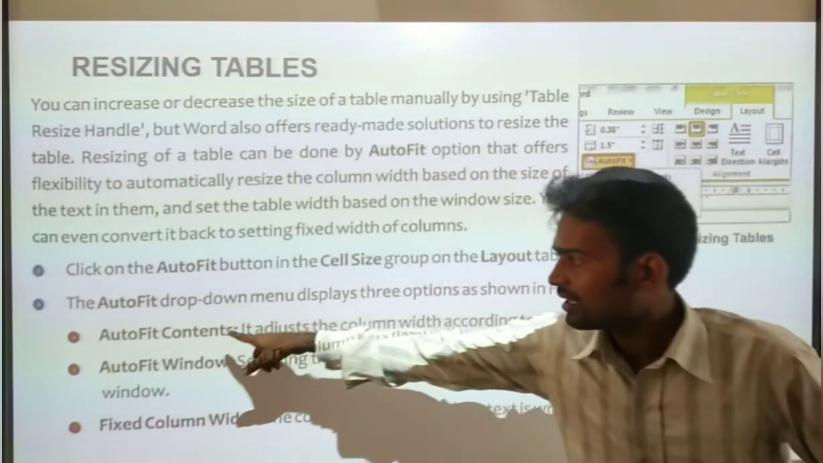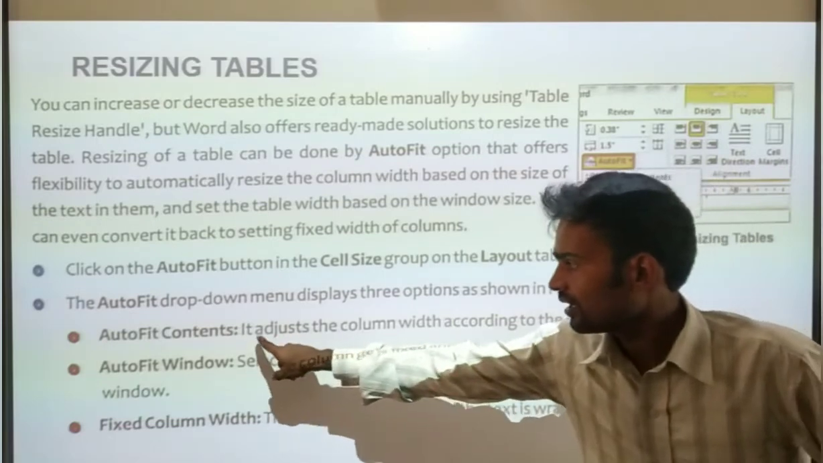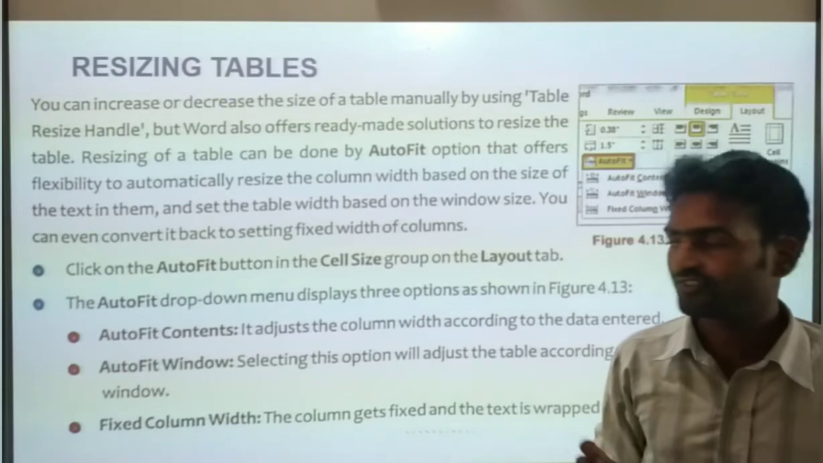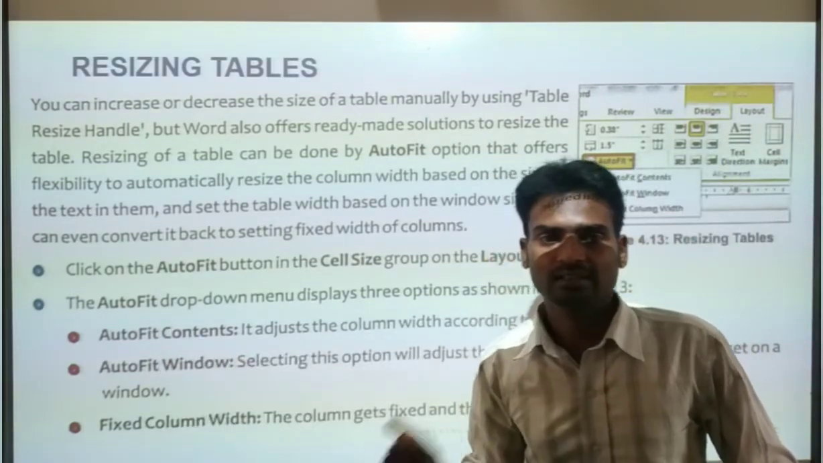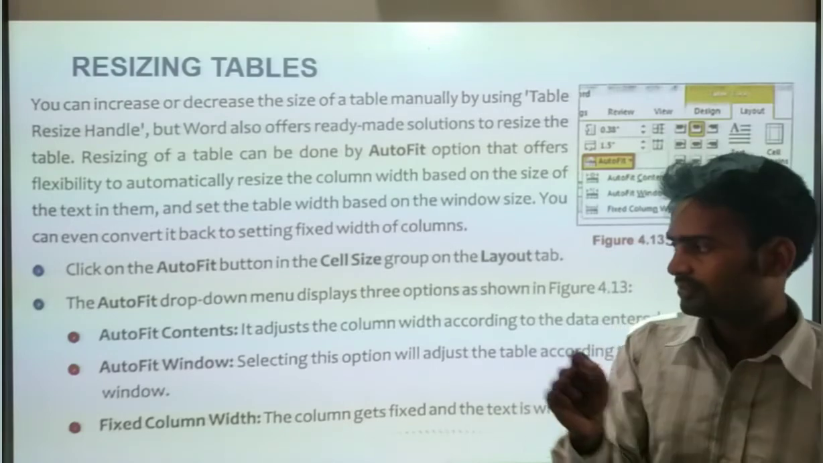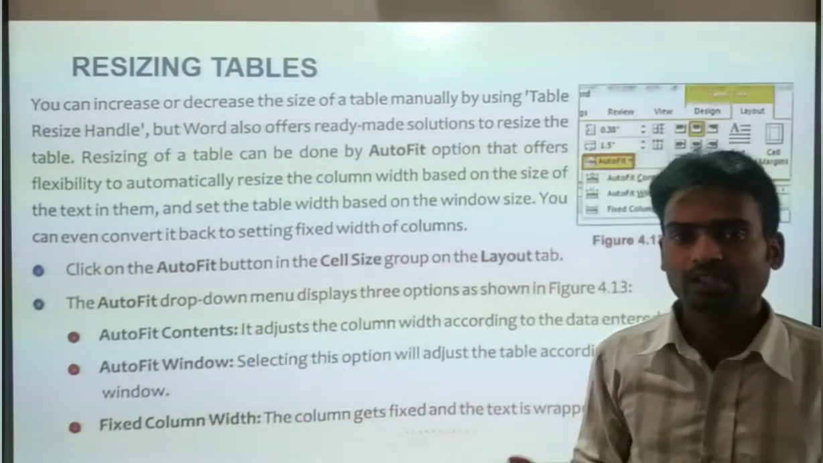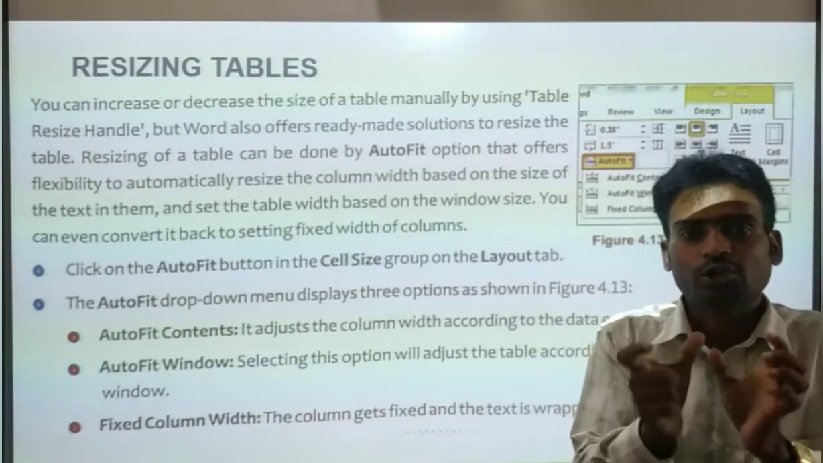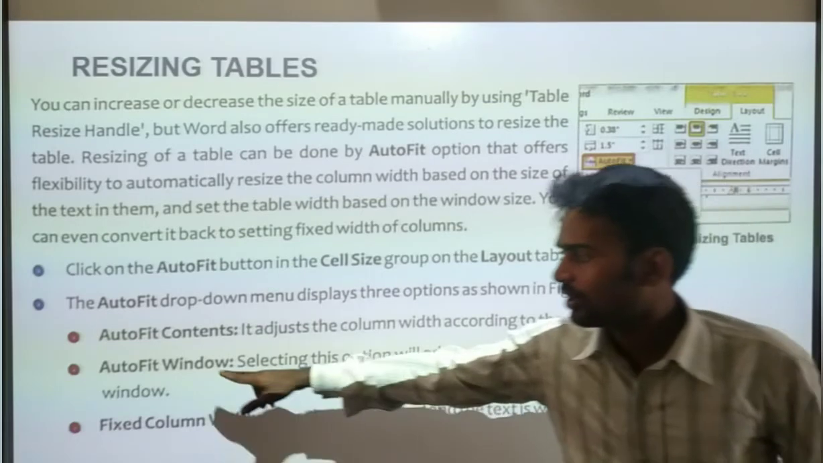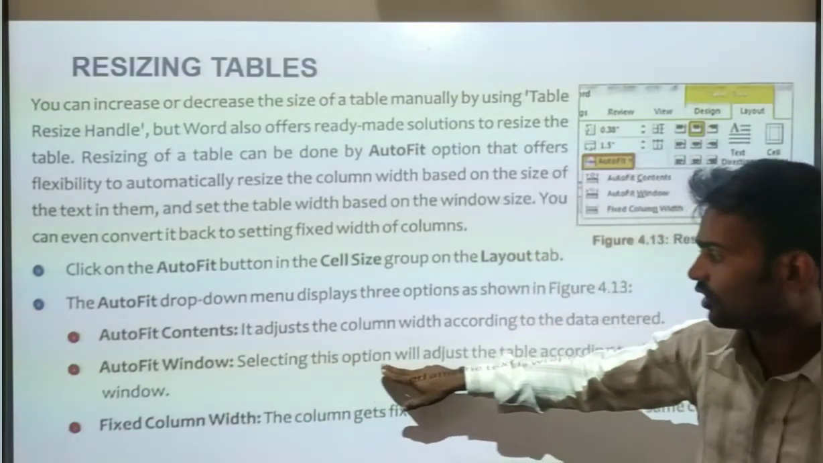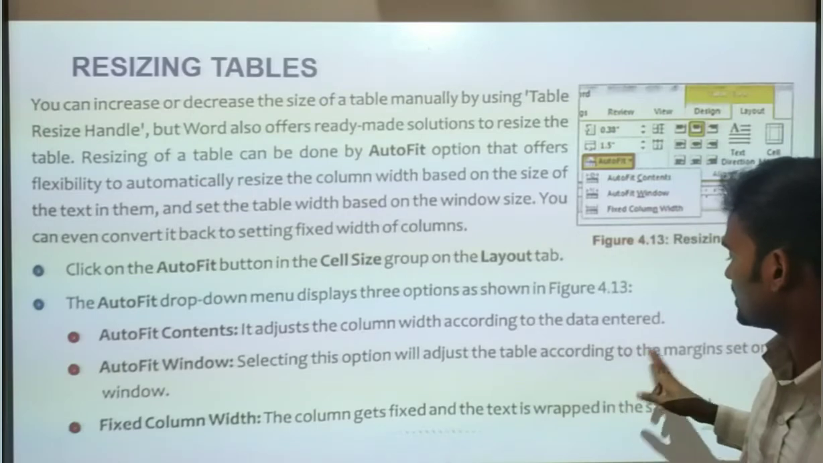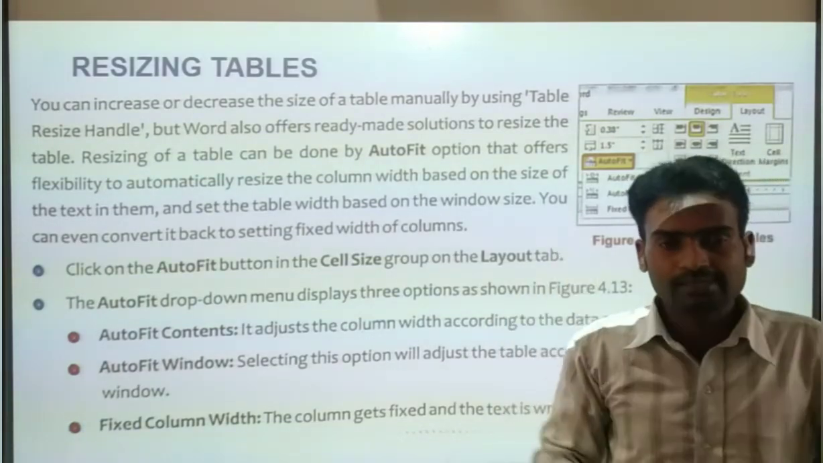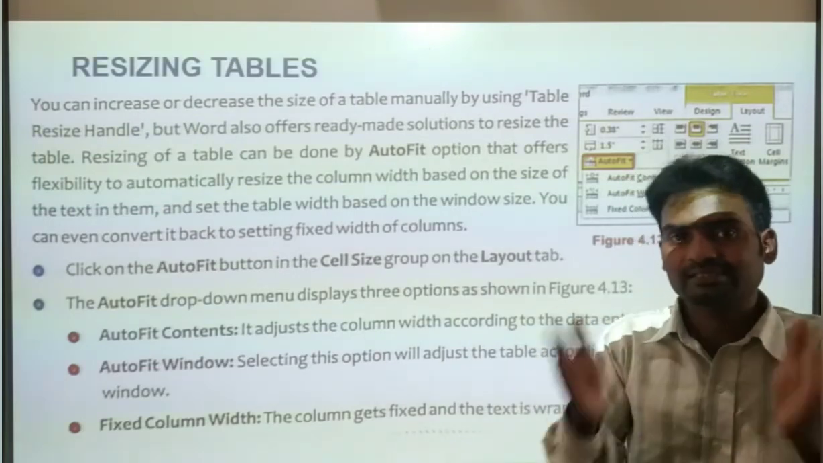So let's see what is auto fit contents. It adjusts the column width according to the data entered. When we give auto fit contents, the table adjusts automatically according to the content given inside. And auto fit window: selecting this option will adjust the table according to the margins set on the window. According to the margin size, the table will automatically be set to the window.